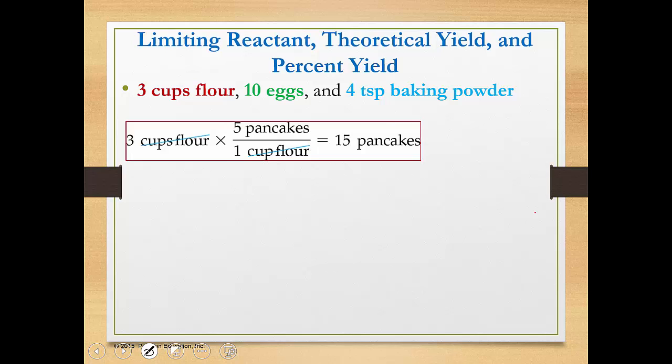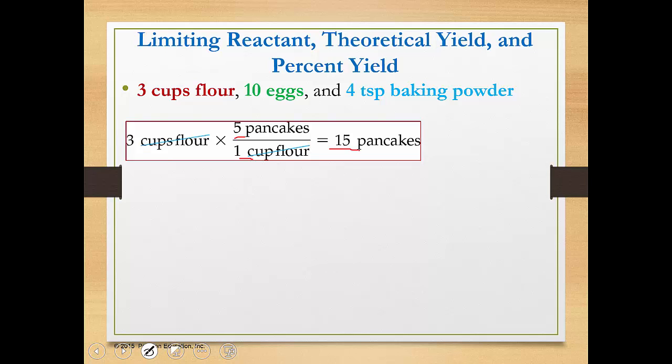So what we can do is take each ingredient in turn and calculate how many pancakes I would get from that much of that ingredient. So let's start with the 3 cups of flour. Well, we said that we needed 1 cup of flour to make 5 pancakes, so that means I could make 15 pancakes if I have 3 cups of flour.